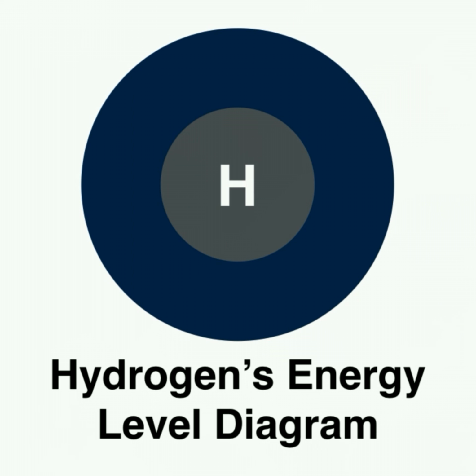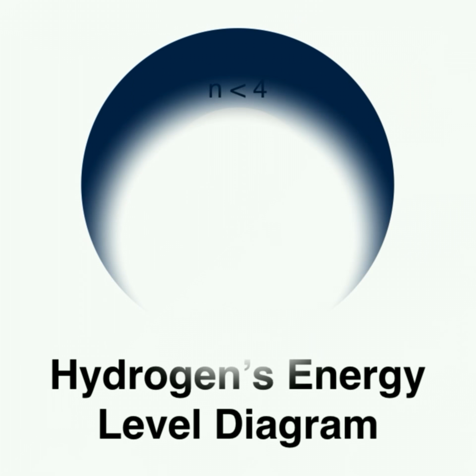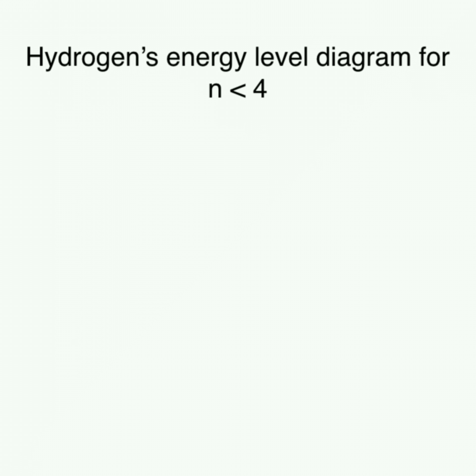In this lesson, we will construct an updated energy level diagram for hydrogen using quantum numbers. Let's create an energy level diagram for hydrogen consisting of all its states that have n less than 4. To construct our diagram, we must start with determining what all our states are. So let's begin with the very first possible state, when n equals 1.